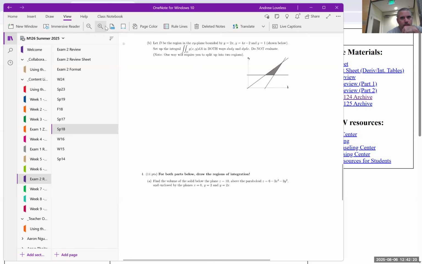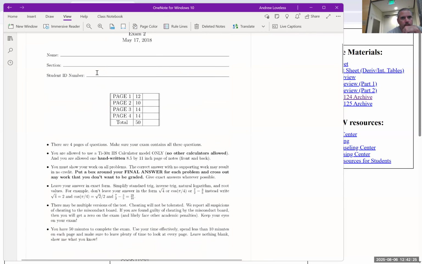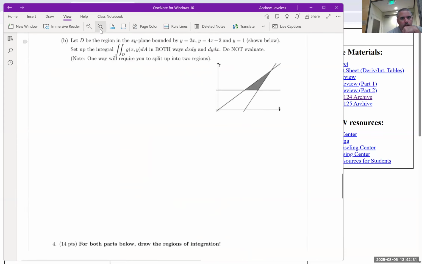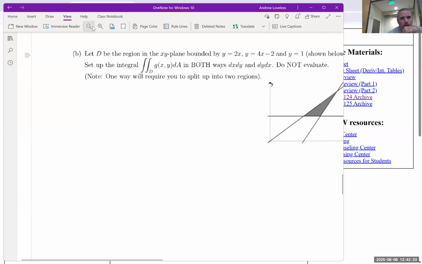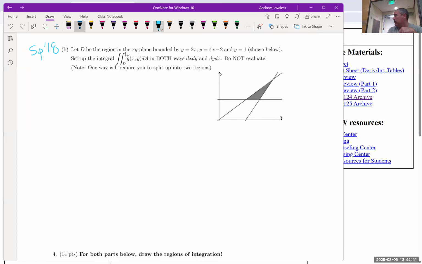I remember this one being, is this spring 2018? So this is a challenge in terms of setting up a double integral.